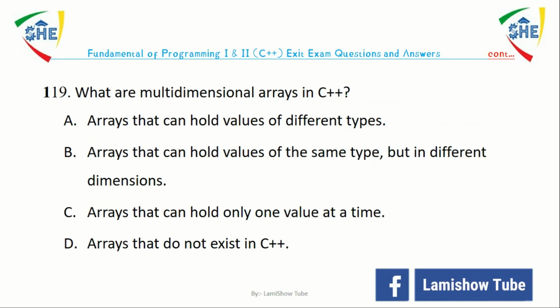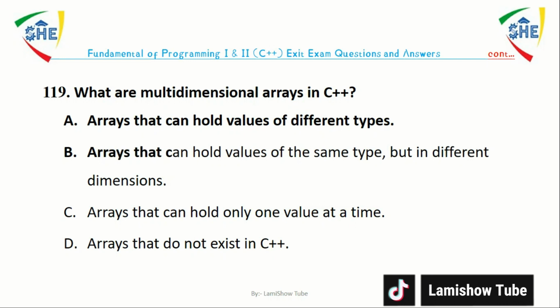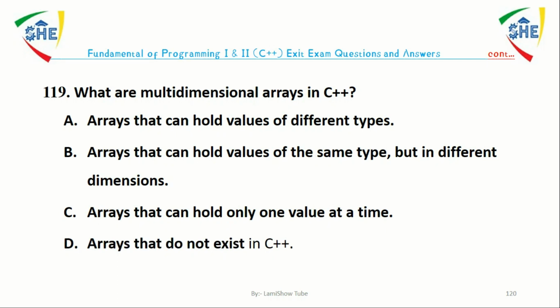Question number 119. What are multidimensional arrays in C++? Arrays that can hold values of different types, arrays that can hold values of the same type but in different dimensions, arrays that can hold only one value at a time, arrays that do not exist in C++. The answer is B. Multidimensional arrays in C++ are arrays that can hold values of the same type but in different dimensions, allowing for storage of data in multiple dimensions or layers.